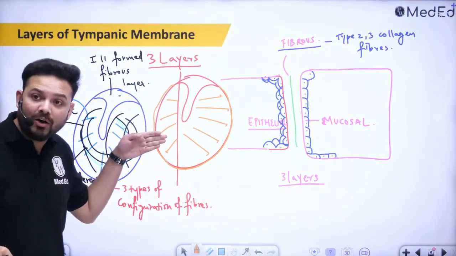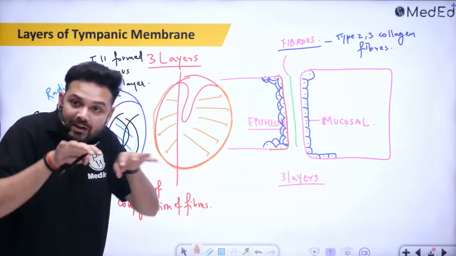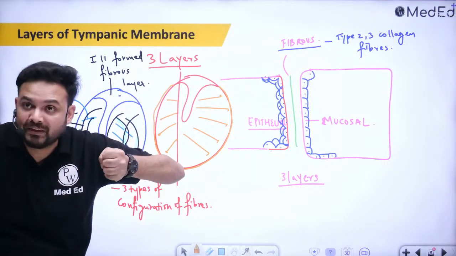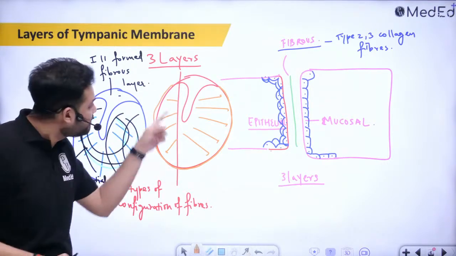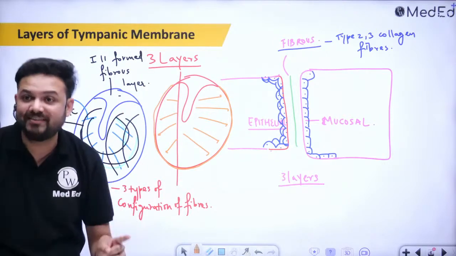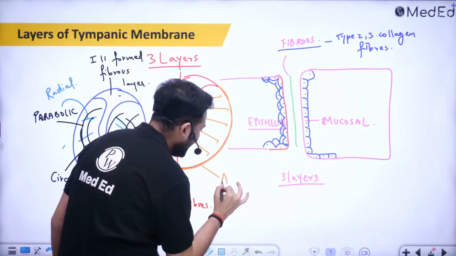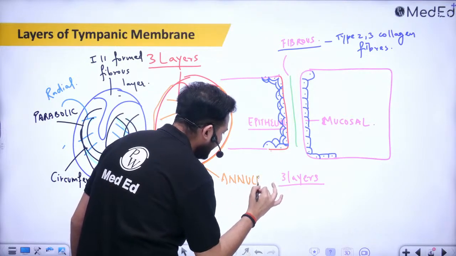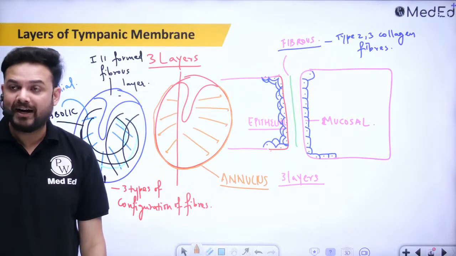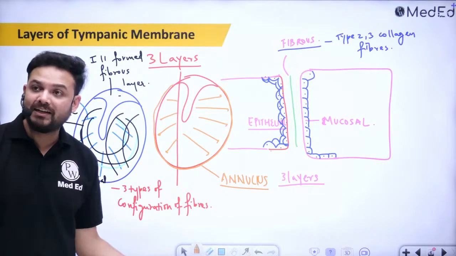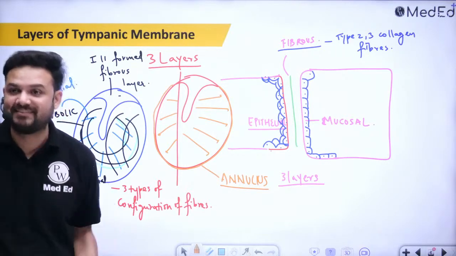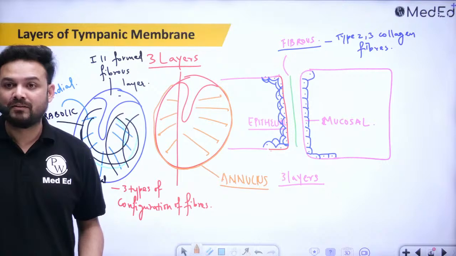That means all of these fibers are going laterally towards the end of the pars tensa, and they are basically forming a thick rim. And this thick rim, which is present around the pars tensa, formed by the fibrous layer condensation, is called as annulus. Okay? Right? So what is this annulus? Annulus is the condensation of the fibrous layer on the lateral margin of the pars tensa. Okay?